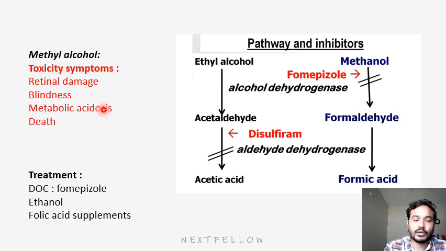So we have to treat them by using fomepizole, ethanol and folic acid supplementation. How will this act? Fomepizole acts on the alcohol dehydrogenase enzyme, thereby inhibiting conversion of methanol to formic acid. Similarly, ethanol also inhibits alcohol dehydrogenase, thereby inhibiting conversion of methanol to formic acid. Folic acid supplements are helpful by converting formic acid into carbon dioxide, breaking down formic acid, thereby preventing symptoms like retinal damage, blindness, metabolic acidosis and death. The drug of choice for methanol poisoning is fomepizole.